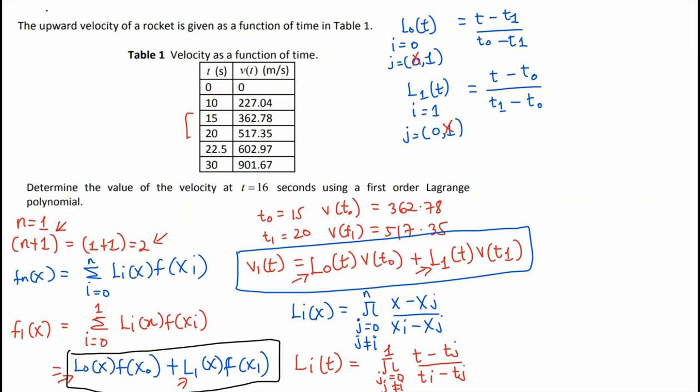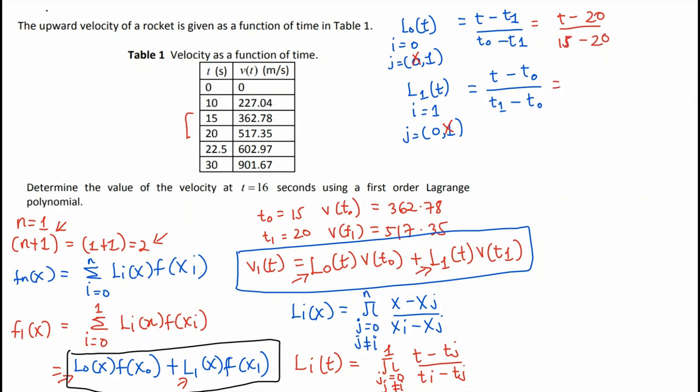Okay, so we know the data points we are using, right? We know what t0 is, and we know what t1 is. So now let's do the substitution. You're going to have t minus t1, which is 20, divided by t0, which is 15, minus t1, which is 20. This is what you are going to have.